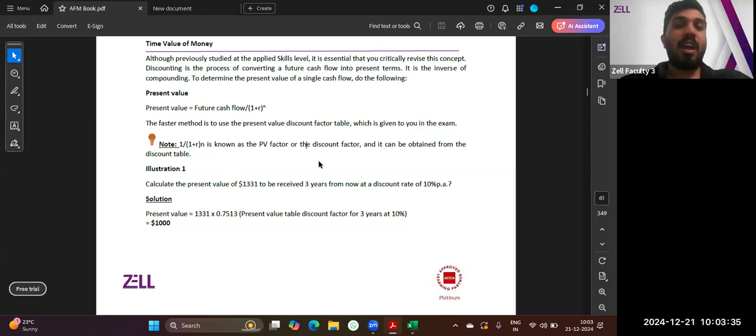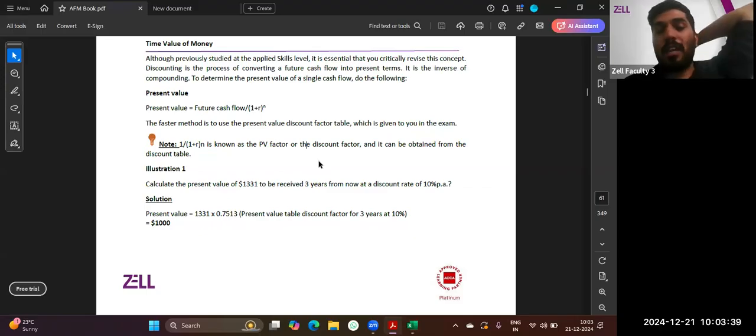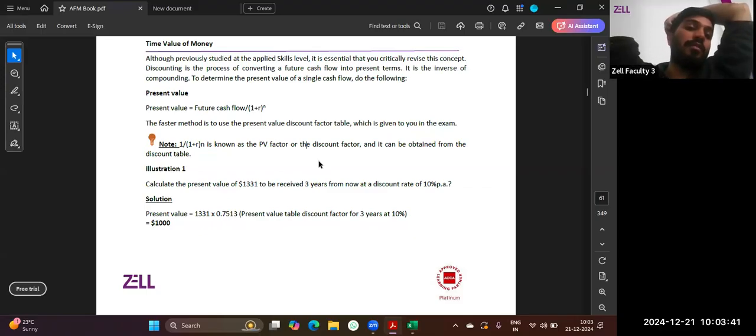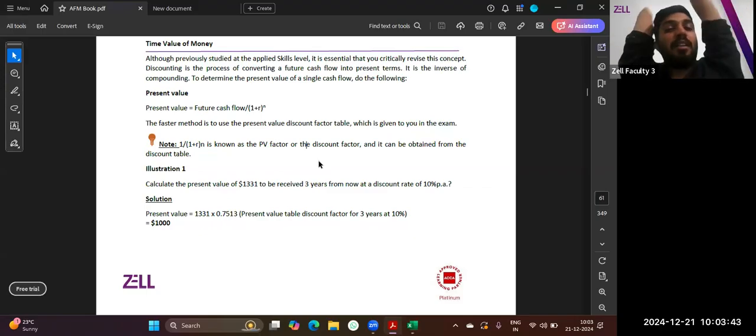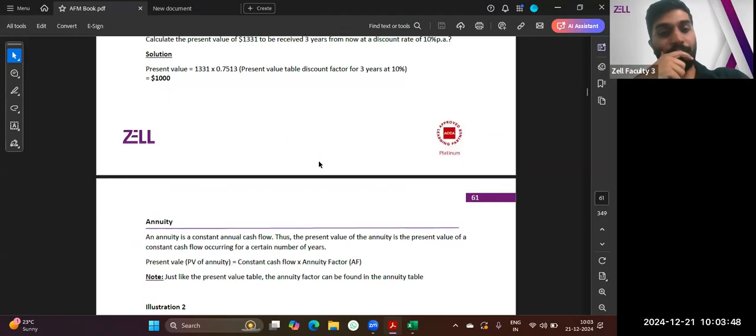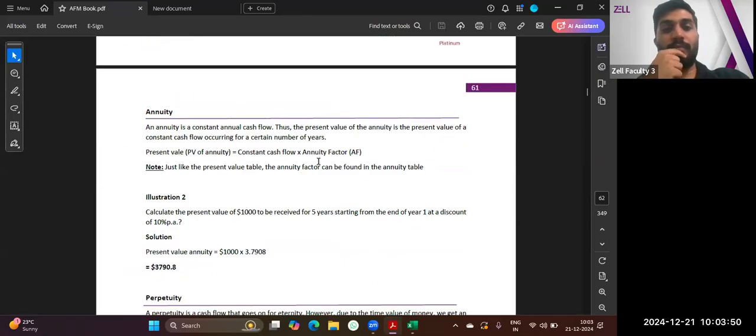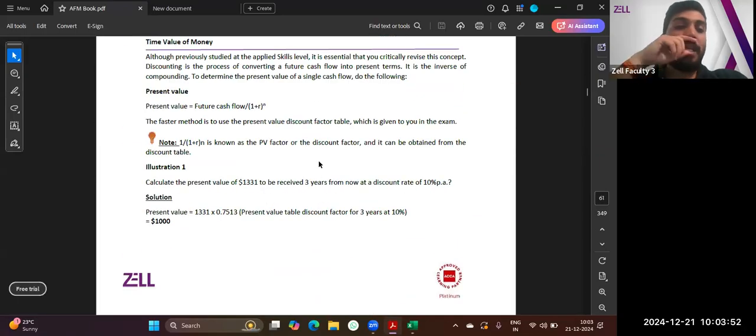Now, how do you calculate the present value? It is nothing but the future value, that means the money that you're going to receive in future, divided by 1 plus r raised to n. Okay? Now, any cash flows that you have, can you read this example?